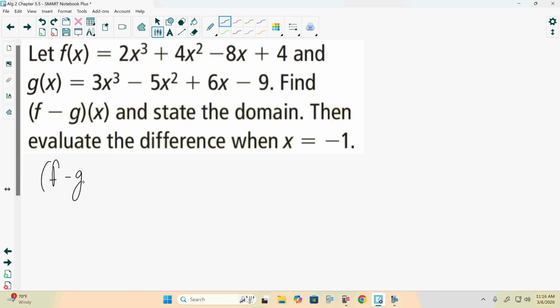f minus g of x. So we're taking f of x and subtracting g of x from it. Essentially, yes. Because we'll end up flipping the signs of everything in g of x.